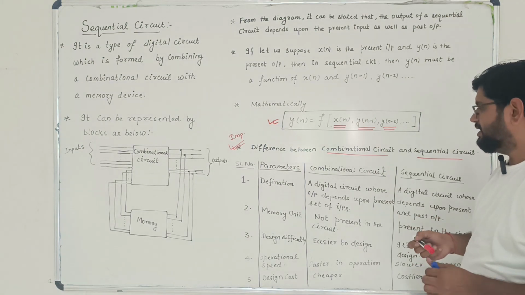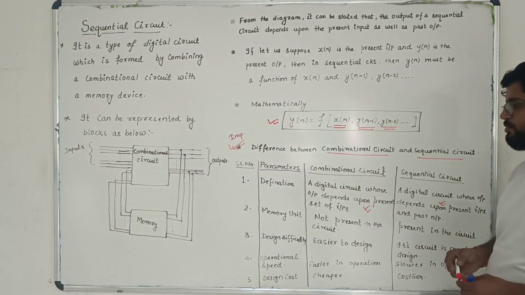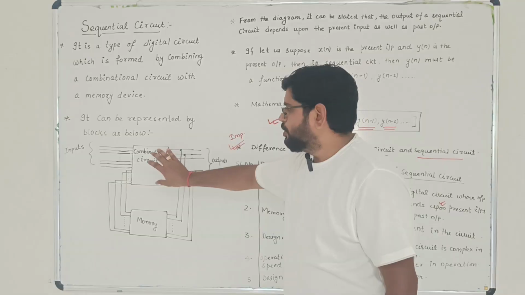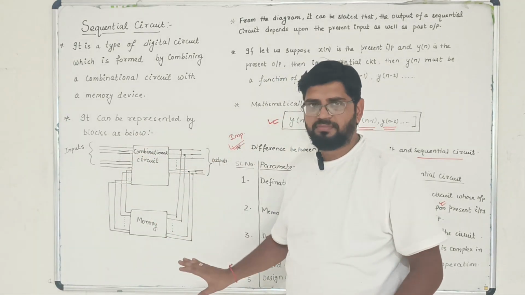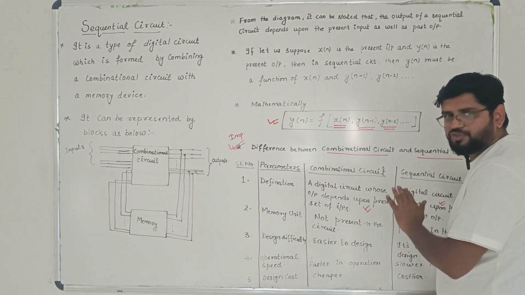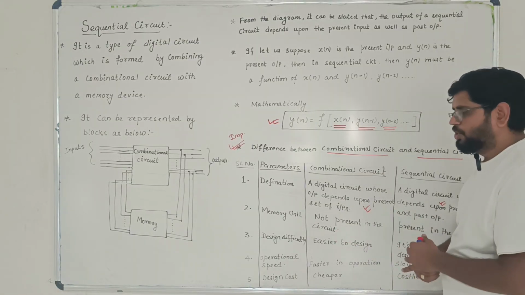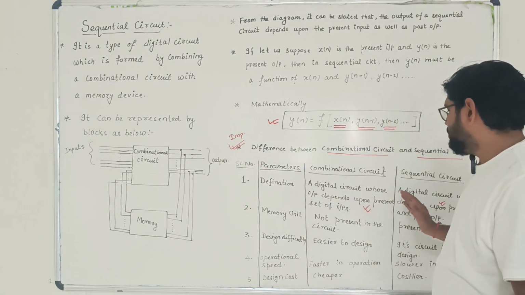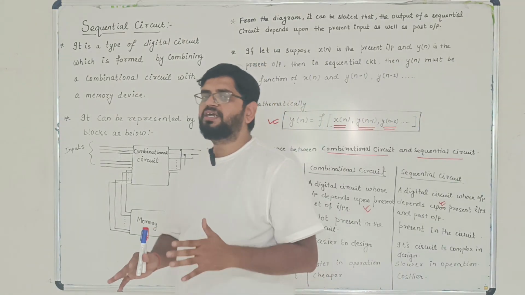Here you can clearly visualize that the output is dependent on the present set of input, and here the output is dependent on present input as well as past output. Now from its structure you can see the second difference. A combinational circuit is individual, but a sequential circuit also contains a memory element. So a combinational circuit does not have a memory element, while a sequential circuit has a memory element present inside its circuit. So this is the second difference. Now coming to the difficulty in the design.